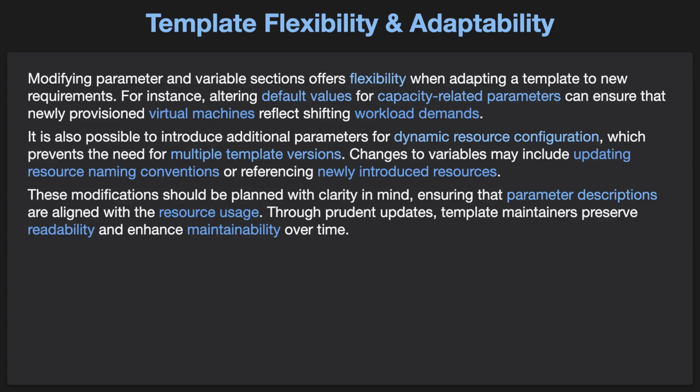It is also possible to introduce additional parameters for dynamic resource configuration, which prevents the need for multiple template versions. Changes to variables may include updating resource naming conventions or referencing newly introduced resources. These modifications should be planned with clarity in mind, ensuring that parameter descriptions are aligned with the resource usage. Through prudent updates, template maintainers preserve readability and enhance maintainability over time.